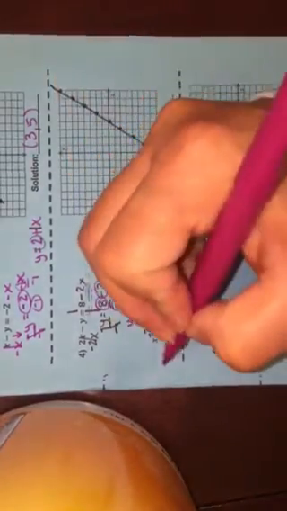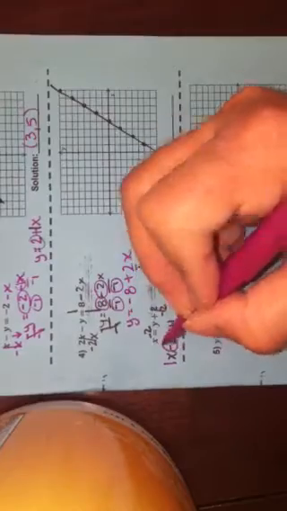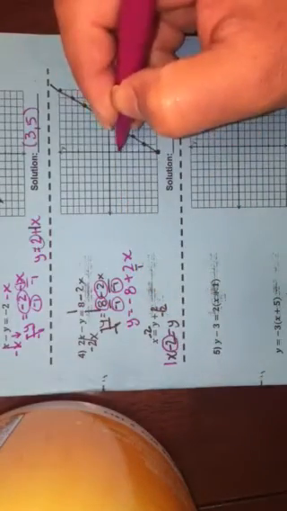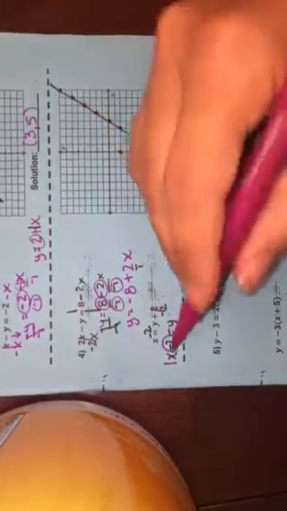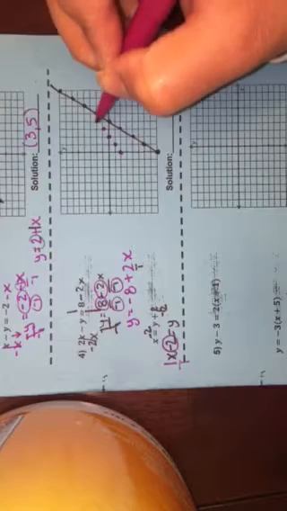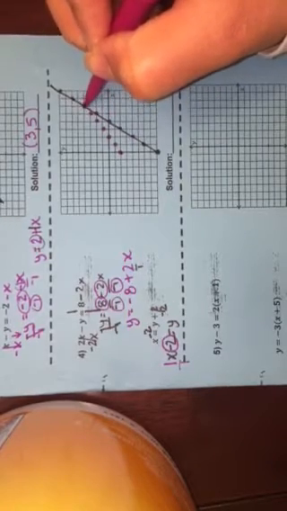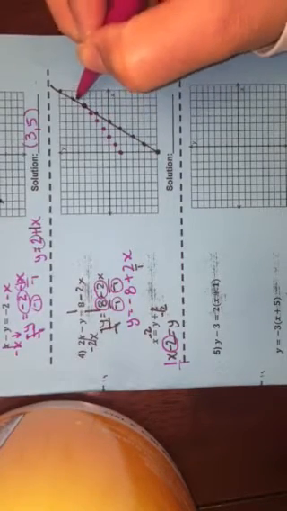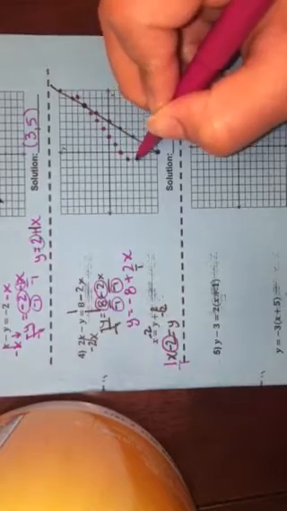So who's your slope here? The 1. And your y-intercept? The negative 2. So I'm going to start at negative 2. And I'm going to go up 1 over 1. Or down 1 and left 1.